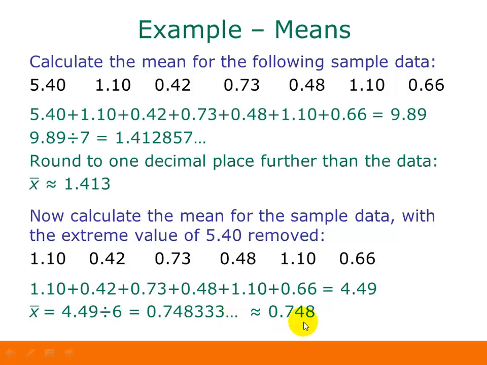So it did make quite a difference in the sample mean whether we had that extreme value or whether we didn't. When we had the extreme value included in the data set, that made our sample mean a lot higher than it is when we don't have that extreme value.